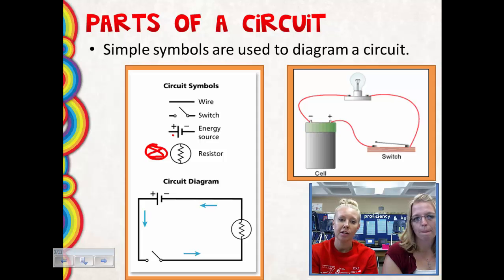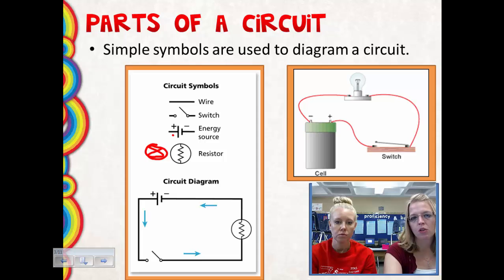Keep in mind that energy sources and resistors, there's more than one type of those. So those symbols are universal for any type. So that symbol will be used for a battery, a generator. The resistor symbol will be used whether it's a light bulb, a fan, a motor. So those are just universal symbols.